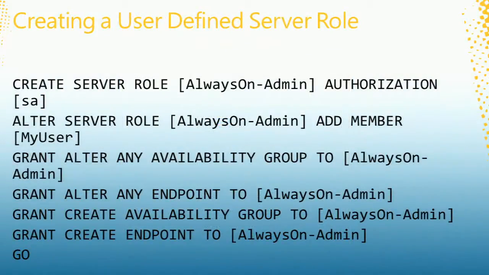So if you want to do it through T-SQL, if you're not a UI guy, some fairly basic T-SQL here. Create server role, give it a name, authorization SA, just who's creating it. Alter the server role, add member, in this case my user. This is from Books Online, for the most part, if you can't recognize the horrible naming convention. And then you just grant rights to it. Grant alter any availability group to the AlwaysOn admin group.